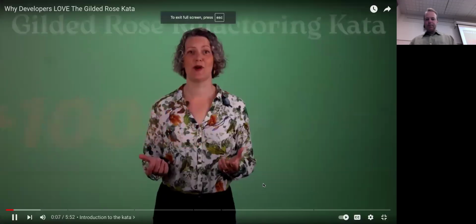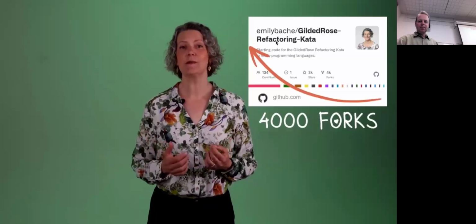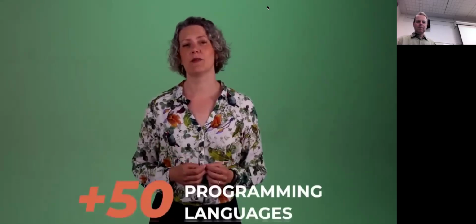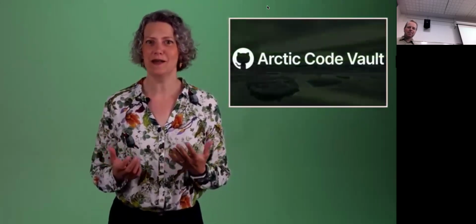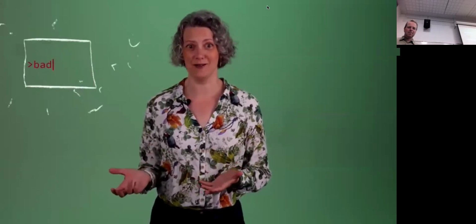Kata. It's by far the most popular exercise on my GitHub pages, with over 4,000 forks. And I've got loads of translations in my repo, over 50 programming languages, most of which were contributed by other people. It's also included in the Arctic Code Vault, so it will be preserved for future generations of programmers to puzzle over why such a bad piece of code ever made it in there. Because fundamentally that's what this is, it's bad code. So why has such a strange little piece of code got so much attention?